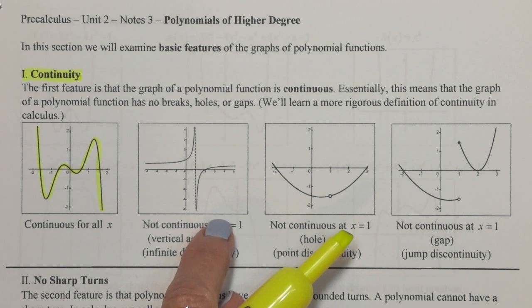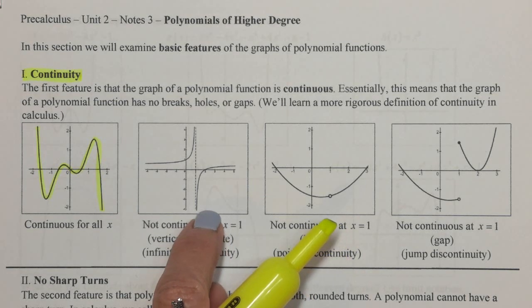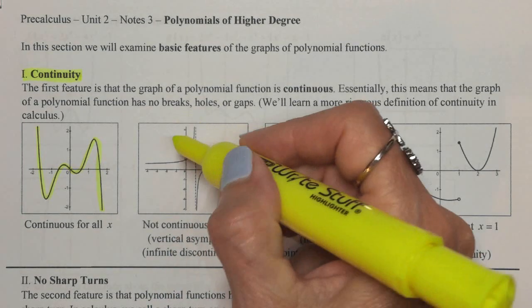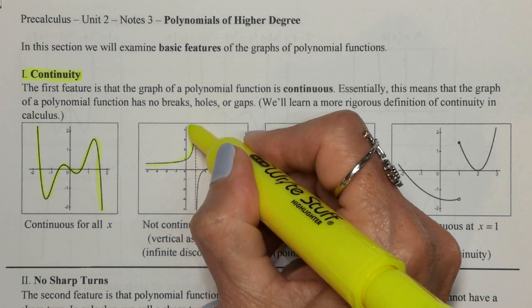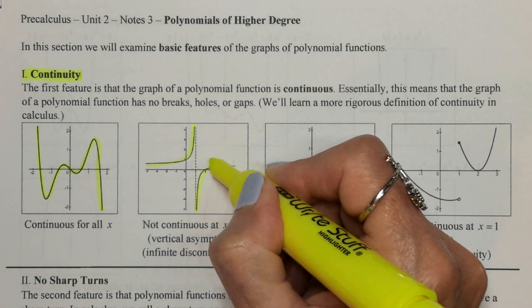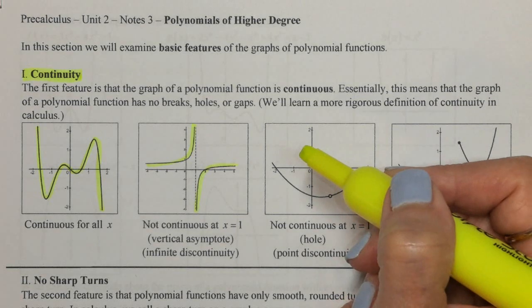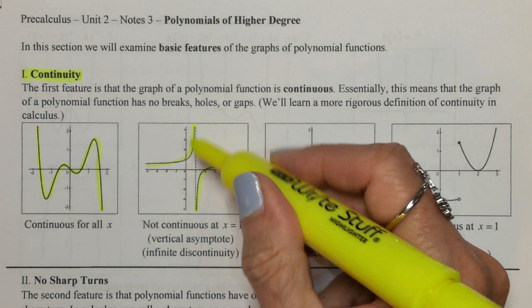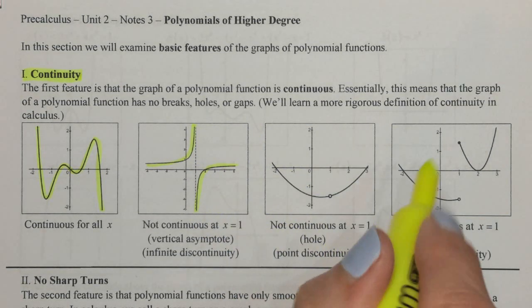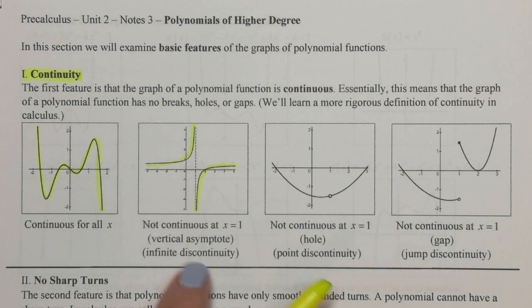This is a function, but it is not continuous. It's not continuous because when I draw it, I have to pick up my pencil, my writing utensil. This has a vertical asymptote, not continuous. The type of discontinuity is an infinite discontinuity. You don't need to know that. Just know it's not continuous.